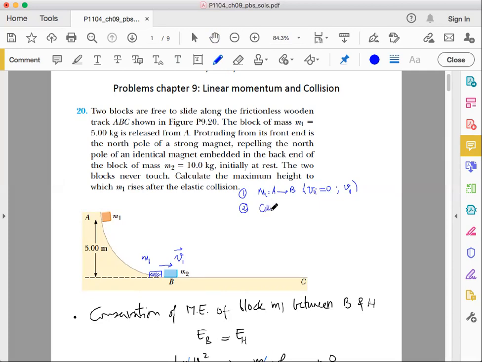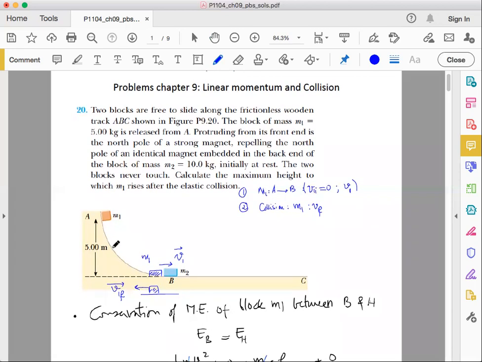So in this collision, what happens is that block M1 will rebound with a given velocity. Let's call it V1 final. So V1 final is the velocity of the block M1 right after the collision. So after the collision, the block M1 will just rebound with this V1 final. Okay, and then it will go up the track up to a given height. So we don't know what this maximum height is. We are looking for it. So let's assume that it comes to this point.